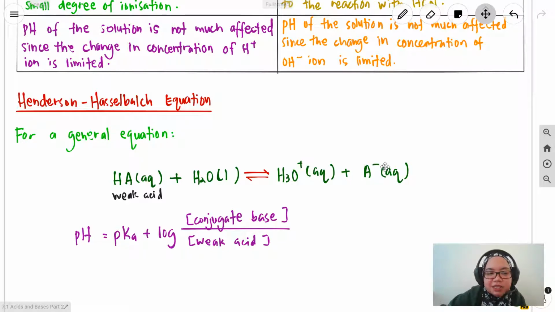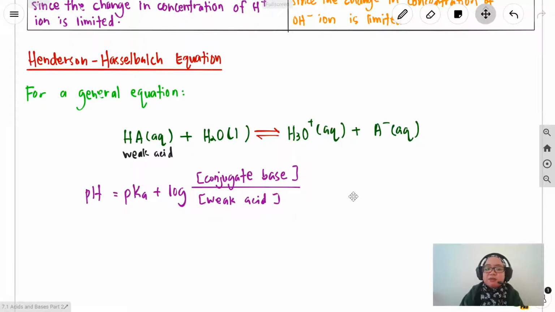The Henderson-Hasselbalch equation says that the pH of the buffer solution is equal to pKa plus log of the concentration of conjugate base over the concentration of weak acid. So it is very simple. In the next video, I will show you how to use this equation.